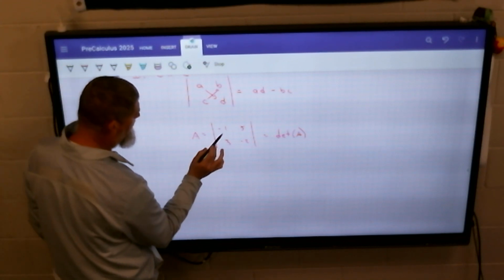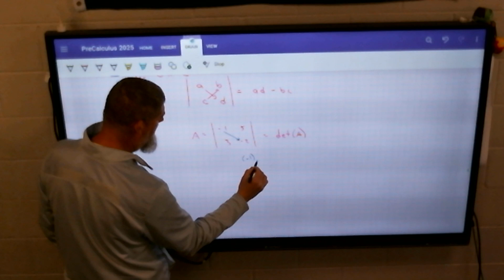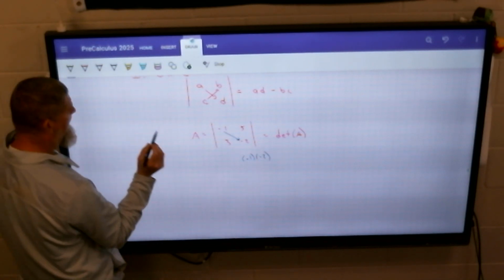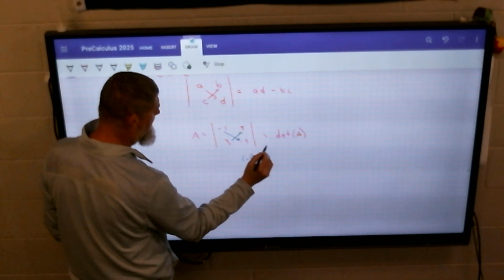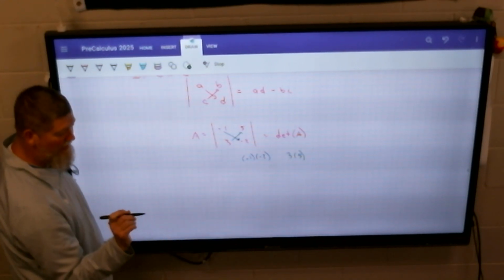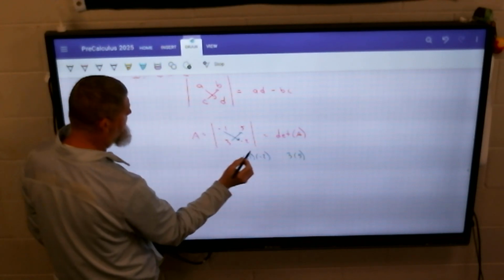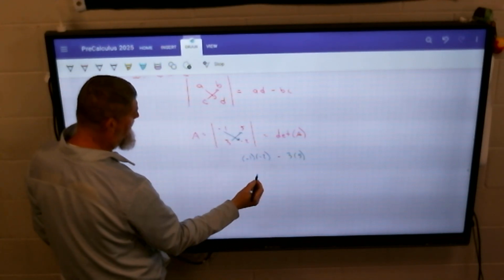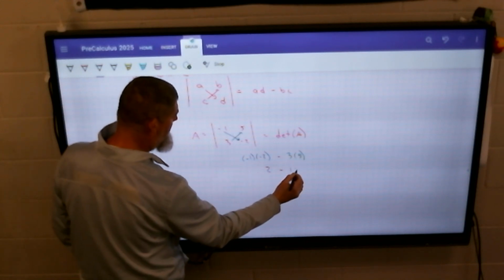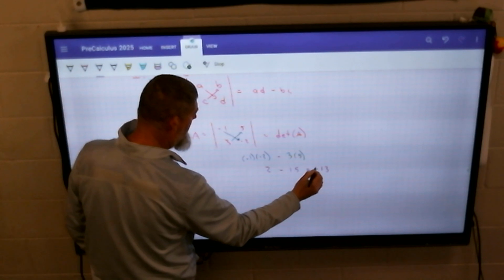So we simply do, what is negative 1 times negative 2? Positive 2. And then I'm going to take the up ones, 3 times 5. 15. Yes, multiply. And then in between, I'm going to subtract them. So negative 1 times negative 2 gives me 2, minus 3 times 5 gives me 15. So my determinant is a single value, negative 13.